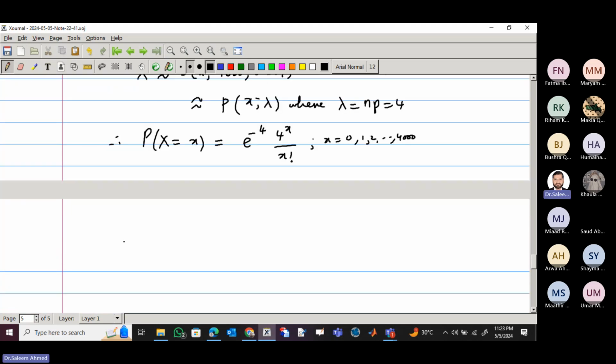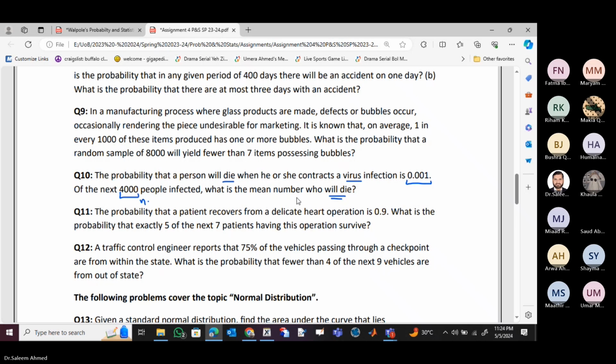But over there, they ask you what is the mean number of deaths? What is the mean number who will die? The mean number is lambda, which is np, which is 4. That's it. This is the answer. No need to find any probability here.